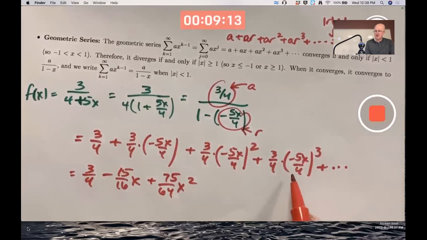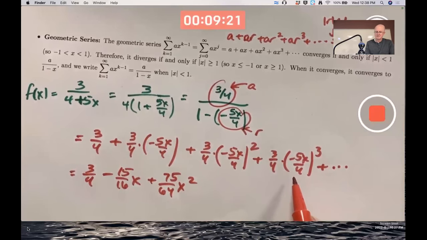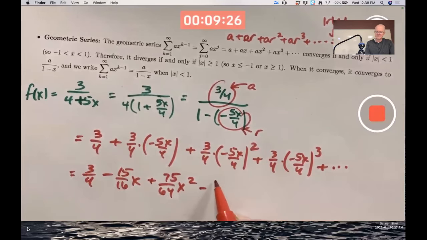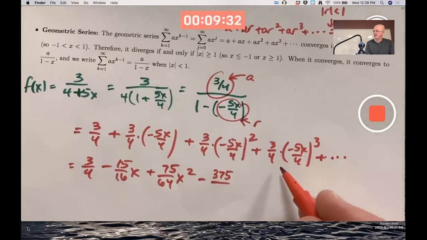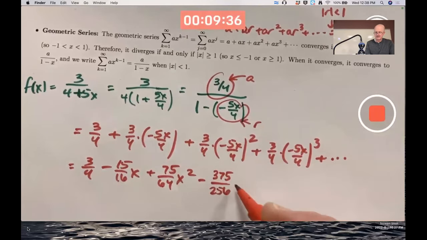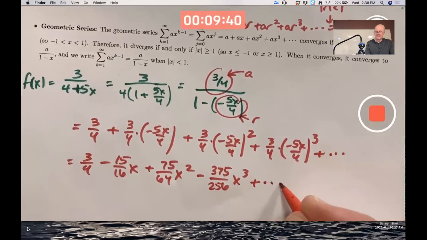Negative 5 fourths cubed, negative 5 cubed, negative 125. 4 cubed, 64. Negative 125 times 3 is minus 375. 4 cubed, 64, times another 4 is 256. Etc. Don't forget your plus dot dot dots.